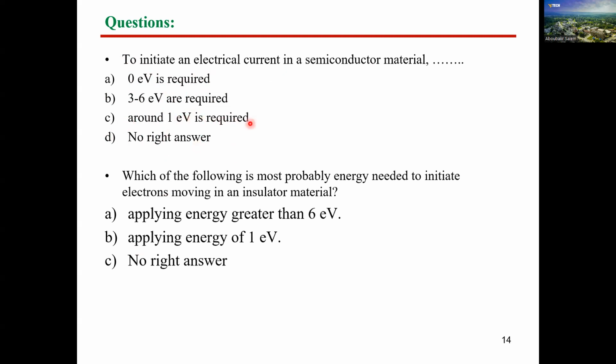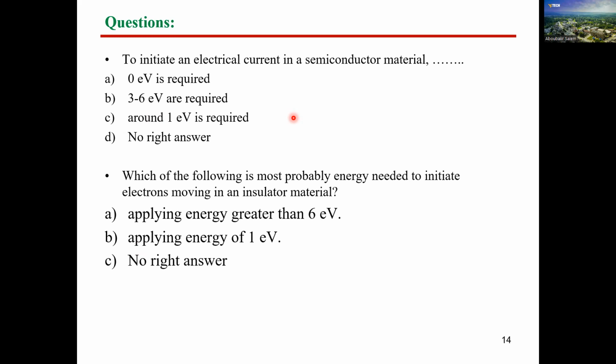Around 1 electron volt is required. This is in a semiconductor material. But if I said, guys, instead of semiconductor material, to initiate electrical current in a conducting material, this means 0 electron volt is required. You don't need any electron volt to initiate the motion of current in a conducting material because the conducting materials already have a lot of free electrons. So you don't need to release these electrons in order to allow a current to flow.